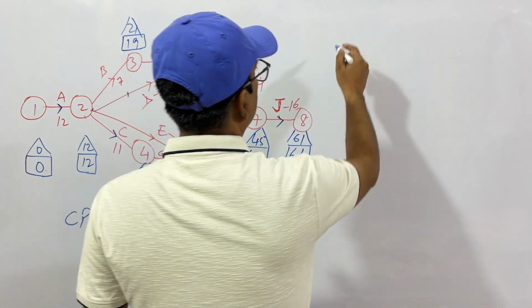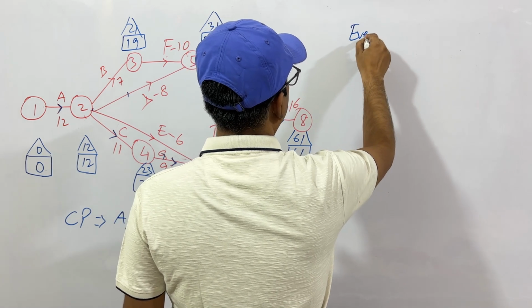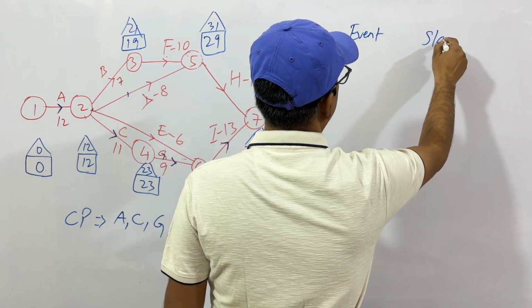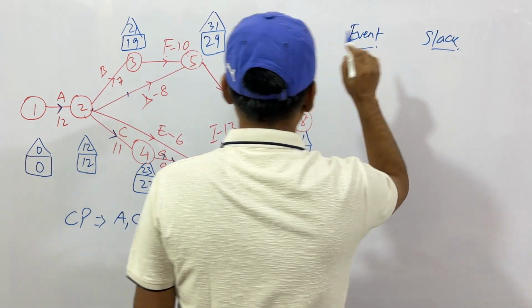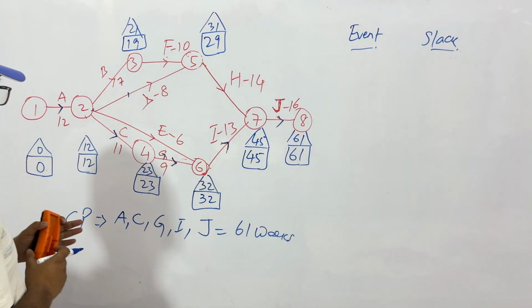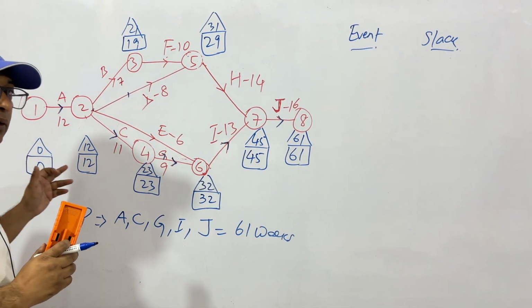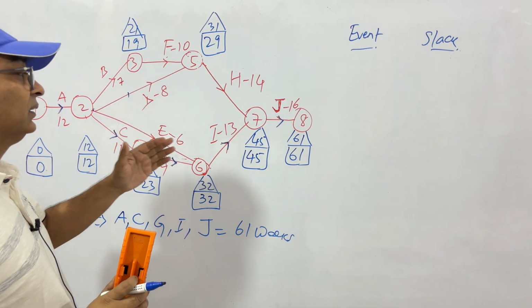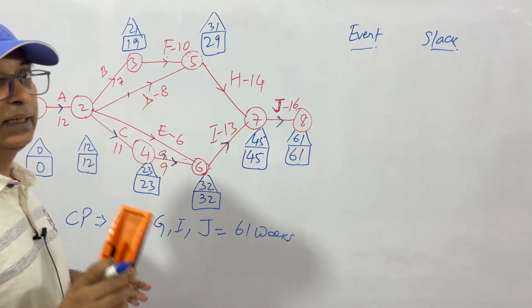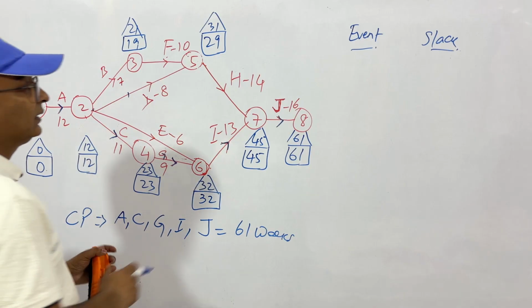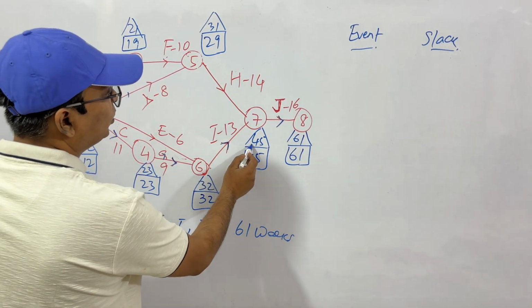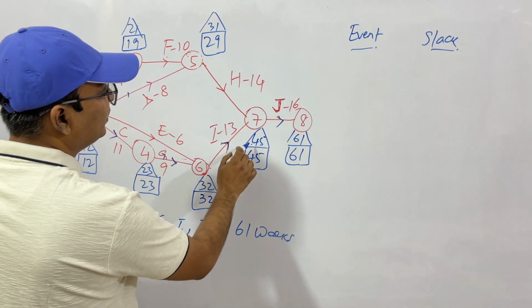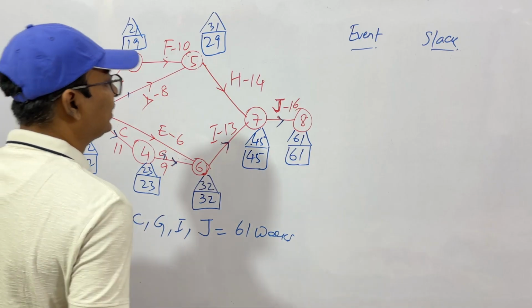So for slack, we write event and we write slack. You know what forward pass is? It is the starting point of any activity. And what is backward pass? It is the latest day at which an activity must be started. For example, it's 45, so this must at the latest be started on the 45th day. This is the meaning of backward pass.